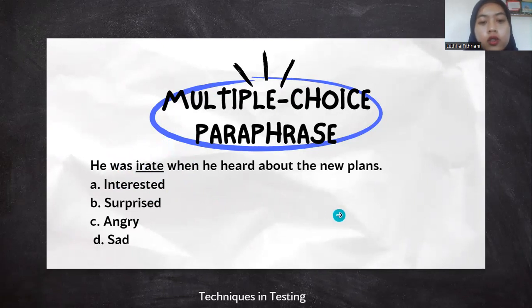For example, as you can see on the screen, it is an example of multiple choice paraphrase. He was irate when he heard about the new plans. So the students have to find the similar or closest meaning of irate. Is it interested, surprised, angry, or sad? What do you think? What is the answer? You can give your answer in the comment section below.